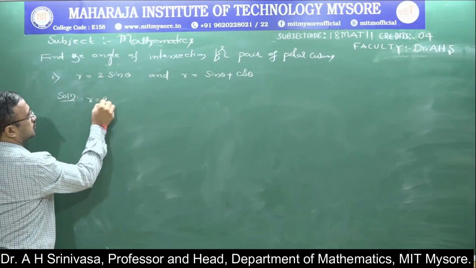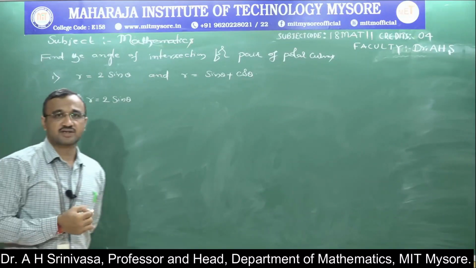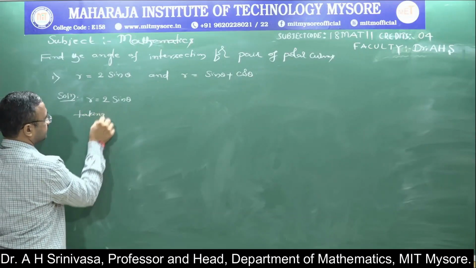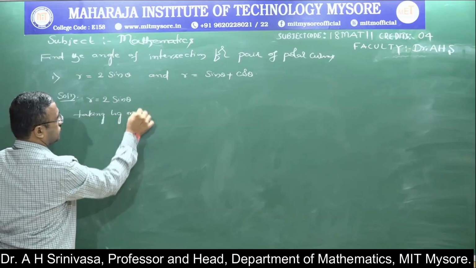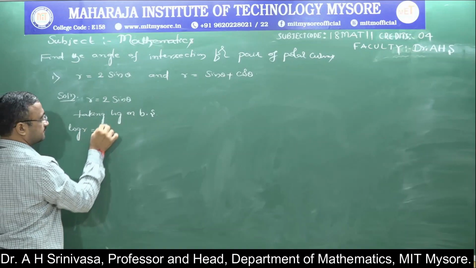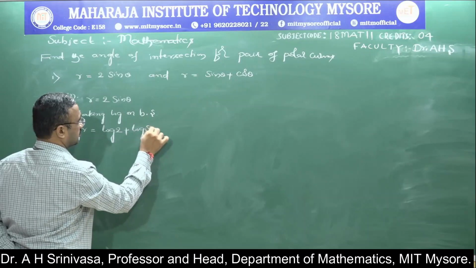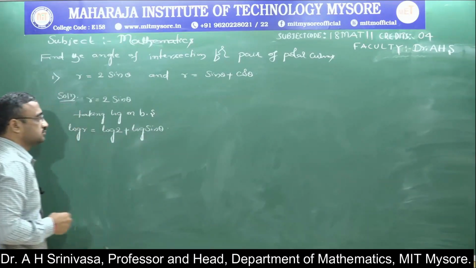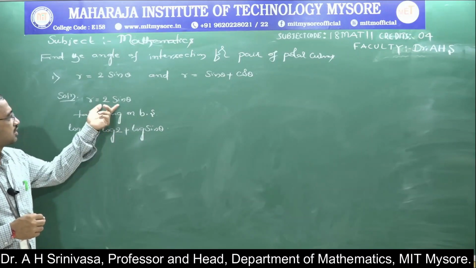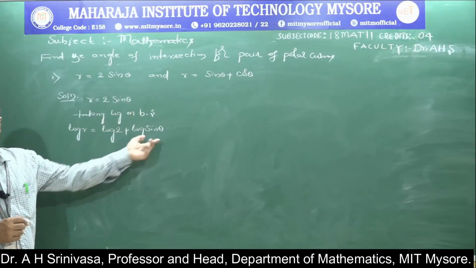Then r equal to 2 times sin theta. So as usual, you have to take log on both sides. Taking log on both sides, we have log r equals log 2 plus logarithm of sin theta. The product of two functions is there. If you take a log on both sides, this becomes log of 2 times sin theta, then becomes log 2 plus log sin theta.